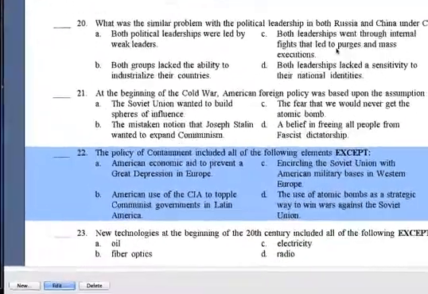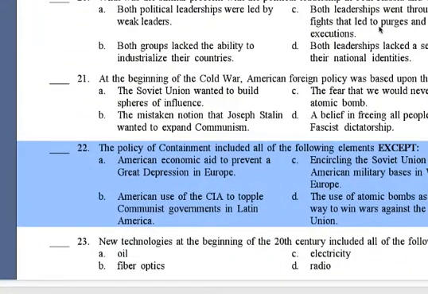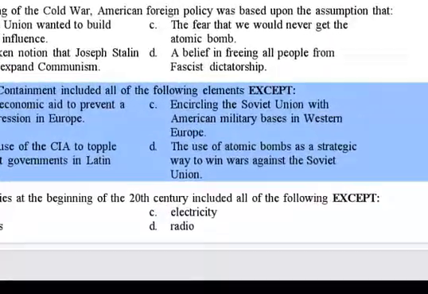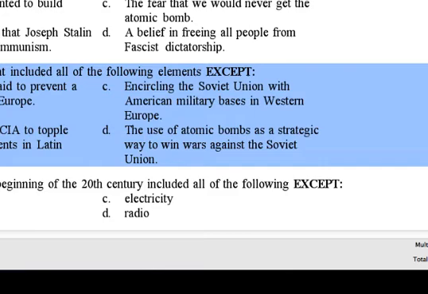A, American economic aid to prevent a Great Depression in Europe. Well, we didn't predict this, but we should know that that's the Marshall Plan. So that's true. I'll put a T next to A. B, American use of the CIA to topple communist governments in Latin America. Again, we didn't predict this, but we know that this deals with Iran and Guatemala. This is true. I'll put a T next to B. C, encircling the Soviet Union with American military bases in Western Europe. This fits exactly with our prediction. I can put a T next to C.